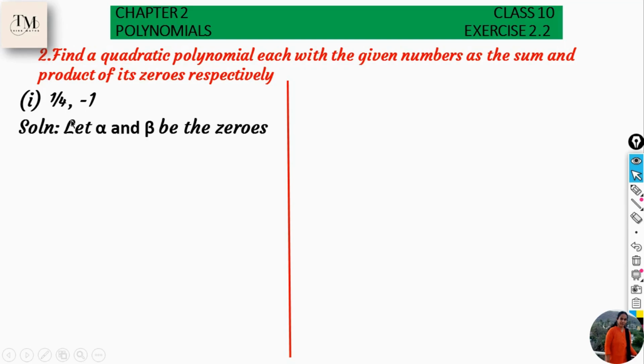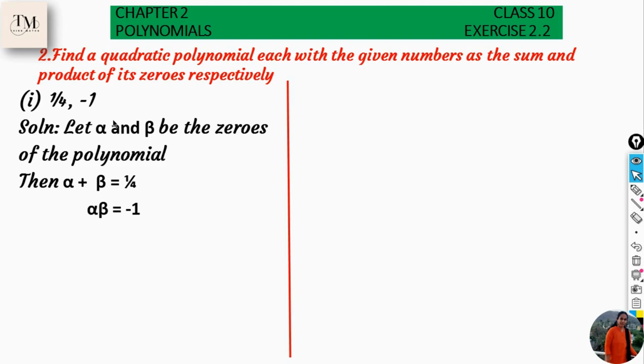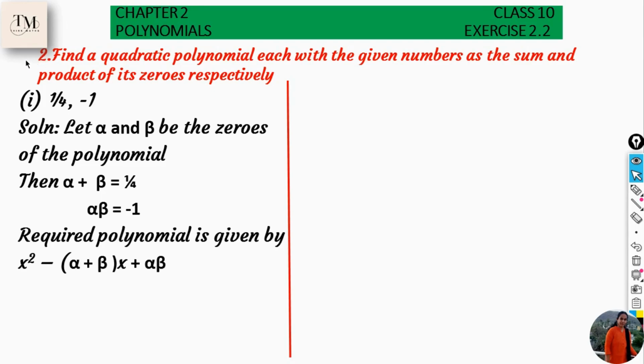So we are going to take alpha and beta as the zeros of the polynomial. Then we get alpha plus beta is equal to 1 by 4 and alpha beta is equal to minus 1. Okay. So there are two methods. In the first method, we are going to use the formula. That is, the required polynomial will be of the form x square minus sum of the roots into x plus product of the roots. Okay.